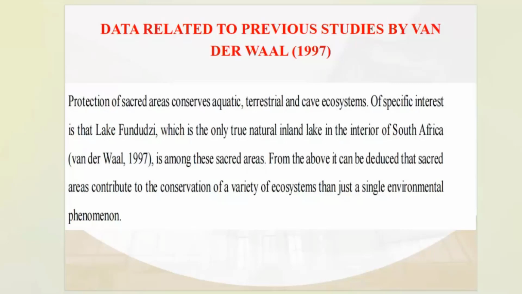And it is among these sacred areas. From the above, it can be deduced that sacred areas contribute to the conservation of a variety of ecosystems rather than just a single environmental phenomenon. Because above there, my findings were about cave ecology, the cave ecosystem. Terrestrial means something in the bush, not in the sea, not in the water, but aquatic will mean in the water. So in the water, in the caves, and out there in the open.